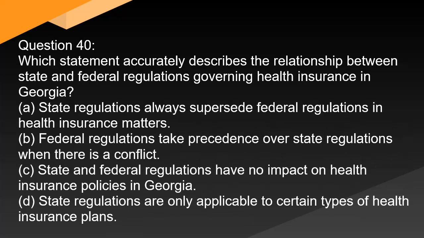Question 40. Which statement accurately describes the relationship between state and federal regulations governing health insurance in Georgia? A. State regulations always supersede federal regulations in health insurance matters. B. Federal regulations take precedence over state regulations when there is a conflict. C. State and federal regulations have no impact on health insurance policies in Georgia. D. State regulations are only applicable to certain types of health insurance plans.